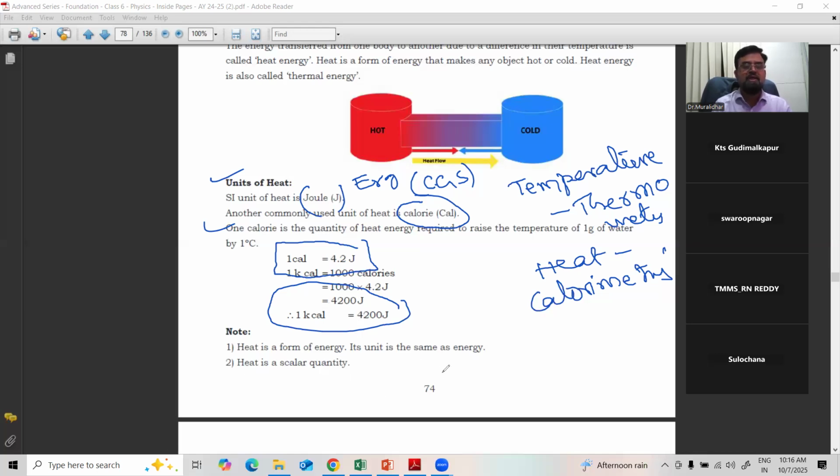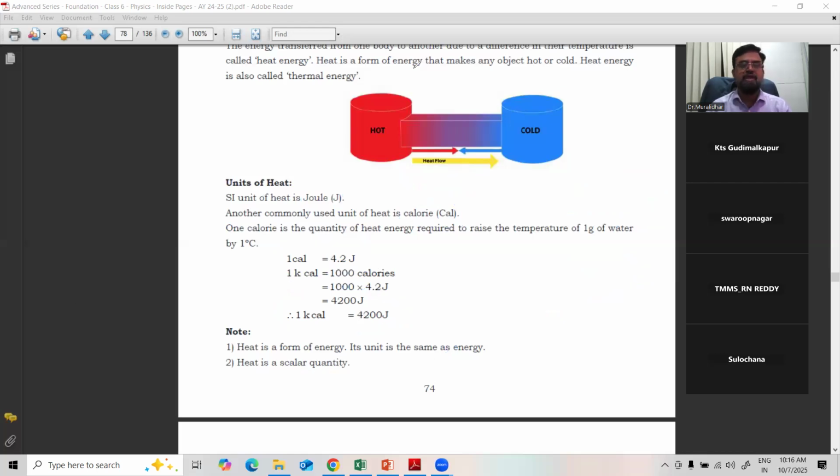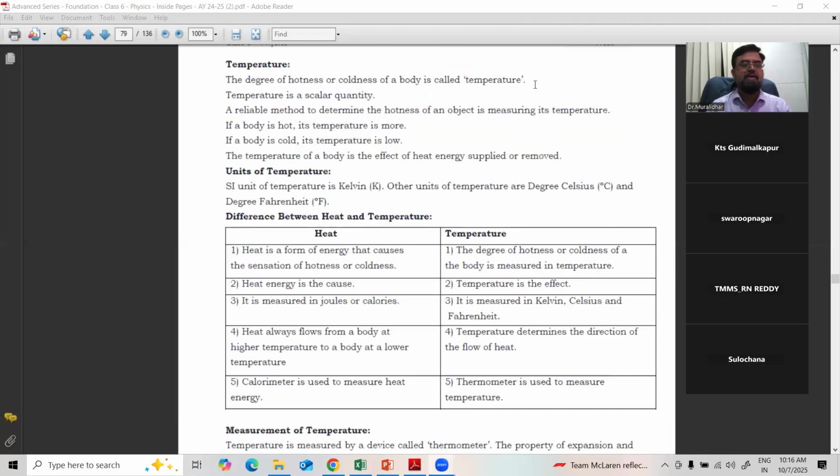So heat is a form of energy, its unit is same as energy, and heat is a scalar quantity. It has only magnitude, no direction. Heat will travel in any direction. There is no particular direction for the heat, right? So this is a clear picture about what is heat. Clear? You must be clear about this before going for the next part, that is temperature. Before going for temperature, let me show you one video on the same heat and maybe about temperature also. Then we'll move to the temperature part, right? You watch the video for some time.